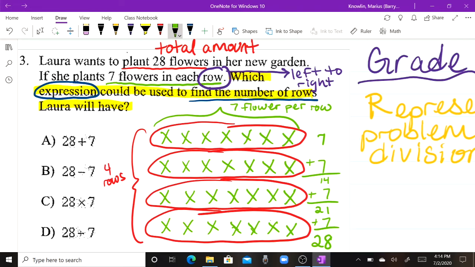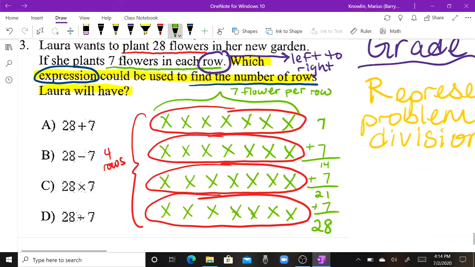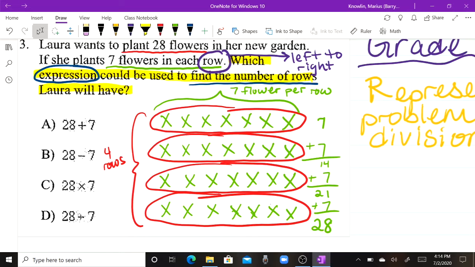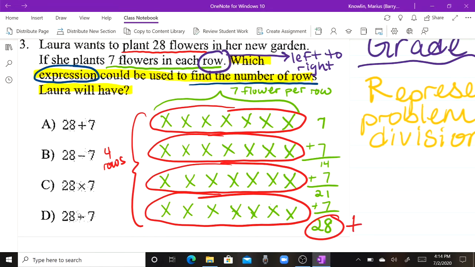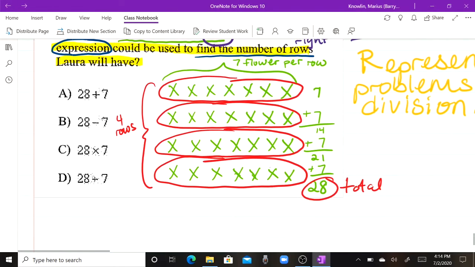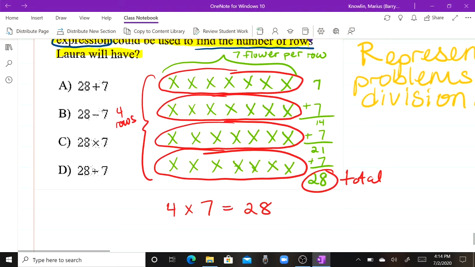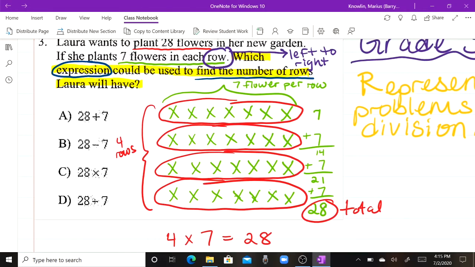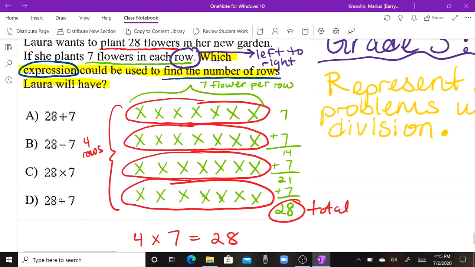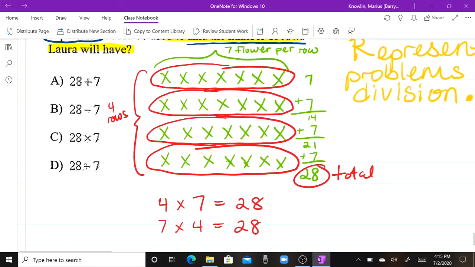So a multiplication sentence that we would use here. And how many total? 28, right? 28 total. So a multiplication sentence that we could possibly use here would be 4 times 7 equals 28. Or we could say 7 times 4 equals 28. But remember, our job today is to solve this using division. The reason I want to start with multiplication is because if you know your multiplication facts really well, then it's easy.